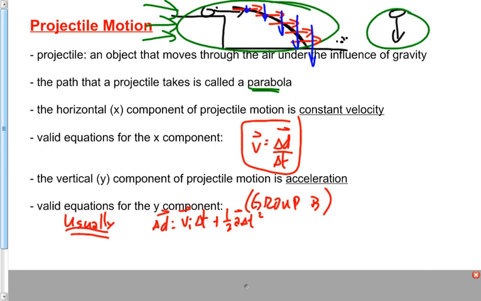So for the y component, try that first. For the x component, try that one always, because it's the only one that will ever work for the x.